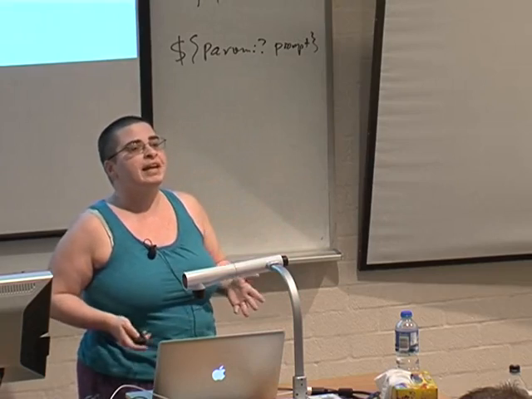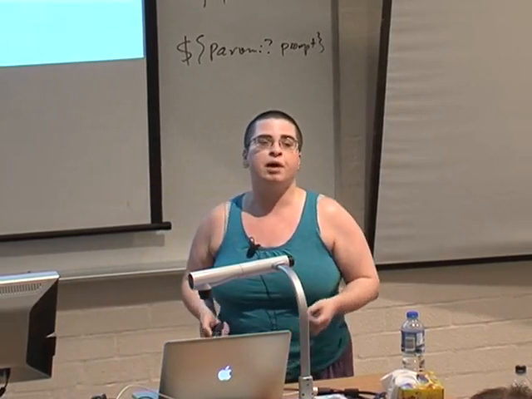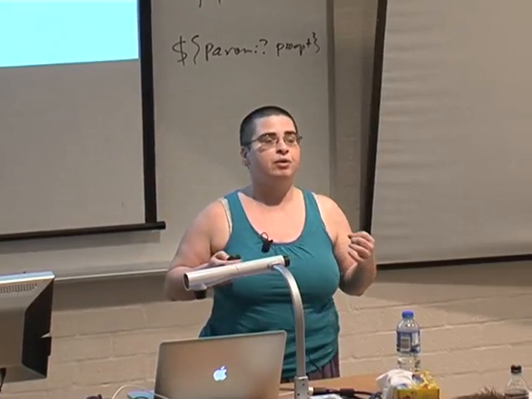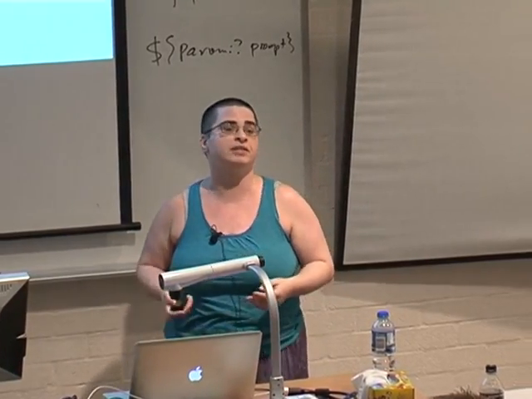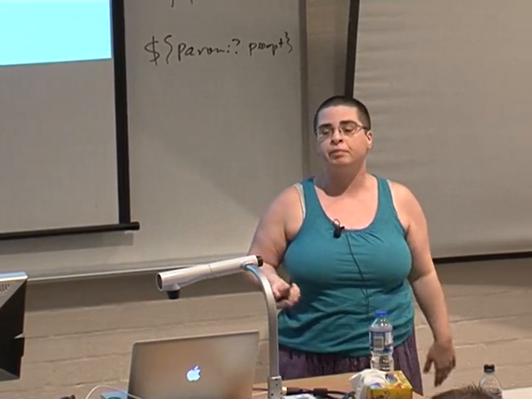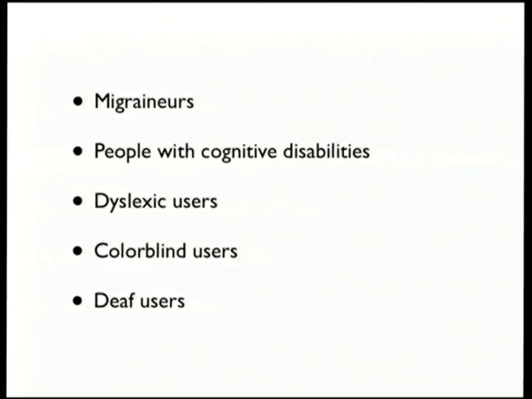So when we're thinking about accessibility, we're not just thinking about blind people, we're not just thinking about hard of hearing people, we're not just thinking about people who can't use the keyboard. There's a whole bunch of people we have to think about. People who have migraines, people who have cognitive disabilities and can't pay attention to things for a long time, people with trouble reading, people with dyslexia. People who are colorblind. The latest estimate I heard was that 9 to 10% of men have some form of colorblindness.